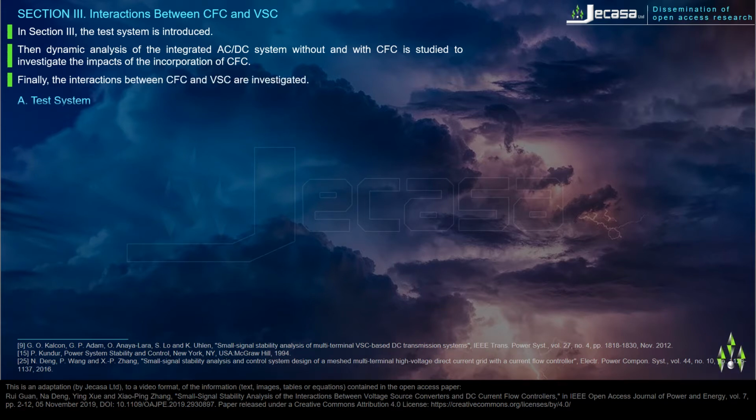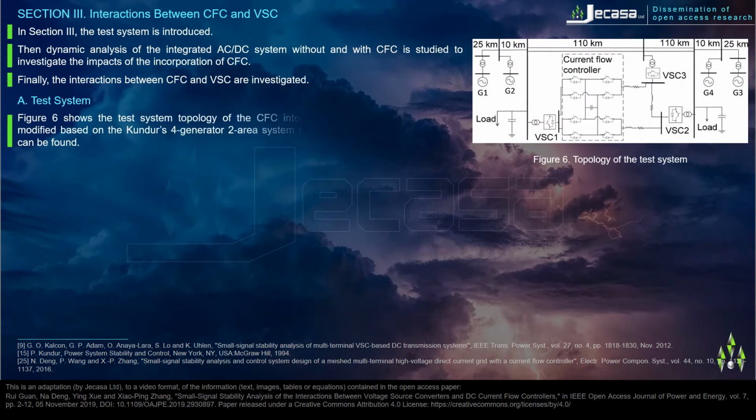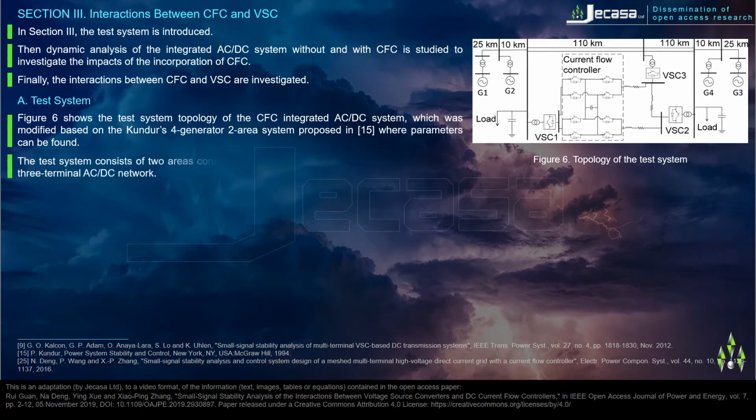A. Test system. Figure 6 shows the test system topology of the CFC integrated AC-DC system, which was modified based on the Kundur 4-generator 2-area system, proposed in reference 15, where parameters can be found. The test system consists of 2 areas connected by a weak tie, a 220 km transmission line, and a 3-terminal AC-DC network. The pole-to-pole DC voltage is 120 kV.